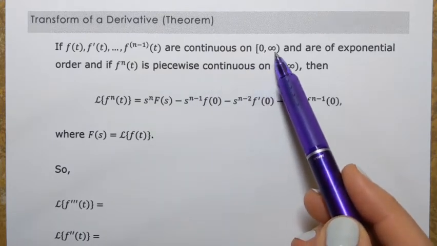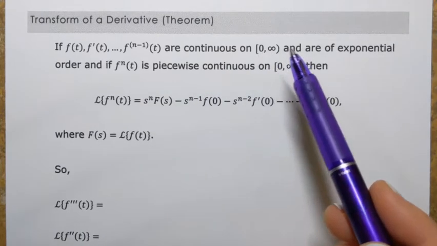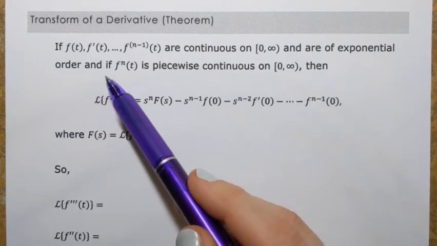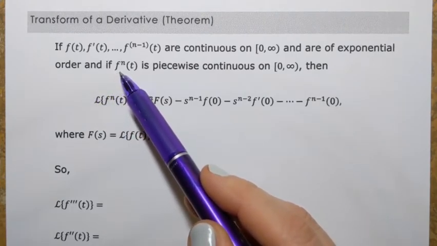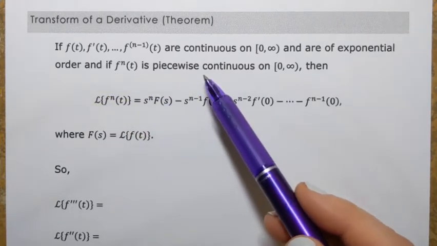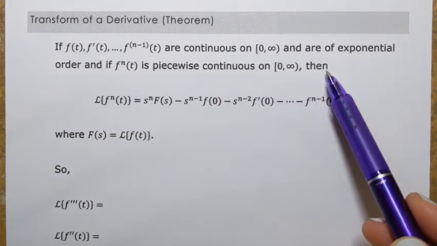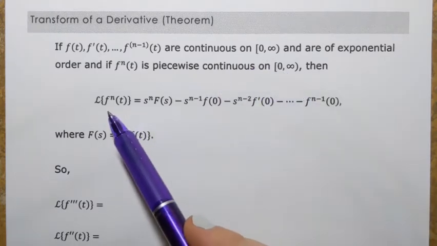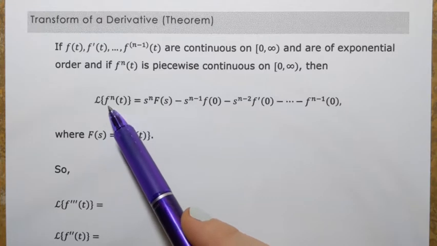So according to this theorem, a function f and its derivatives up to n-1 order are continuous on the interval from 0 to infinity, including 0, and are of exponential order. And if the nth derivative of the function f is piecewise continuous on that same interval, then this is how we're going to find the Laplace transform of the nth derivative of function f.